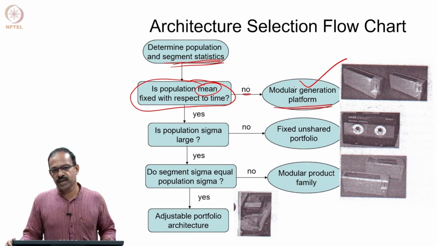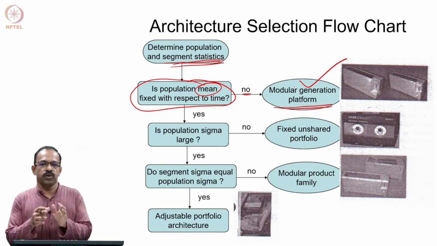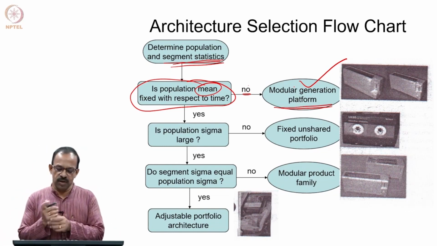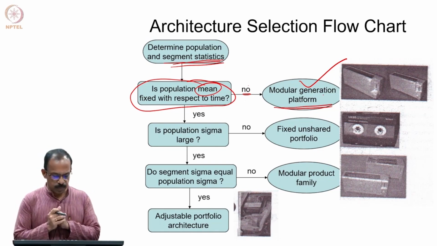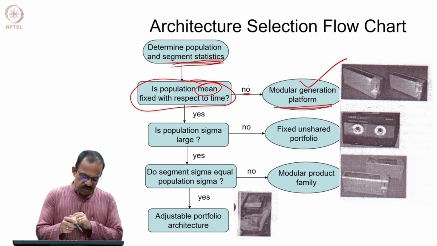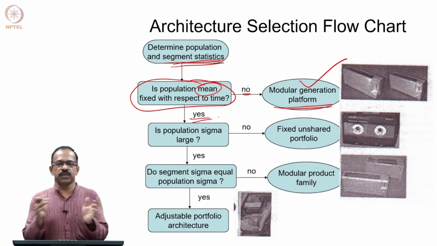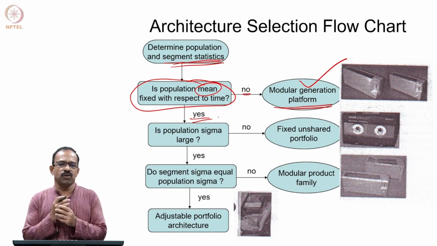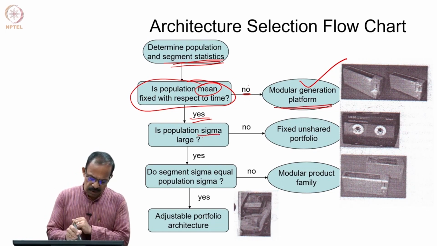So with looking at which need is changing, the module corresponding to that can actually be modified to get the new product. That is the modular generation platform. Now suppose it is fixed, there is no change in the mean, or the change in the mean value is very small, not very significant, then we can look at the sigma value now.